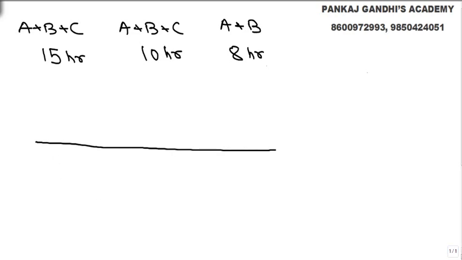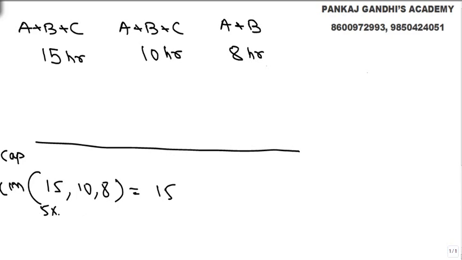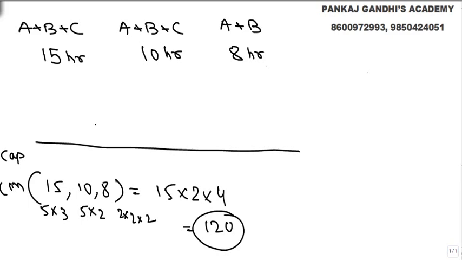So now how do we do it here? We assume capacity multiple of all those values. Look, capacity can be taken anything, it's not going to affect. But if we take the LCM of 15, 10 and 8, then 15 is 5 into 3, 10 is 5 into 2, and 8 is 2 into 2 into 2, so the LCM is 120. If we take capacity as the LCM of these values, calculation becomes faster.